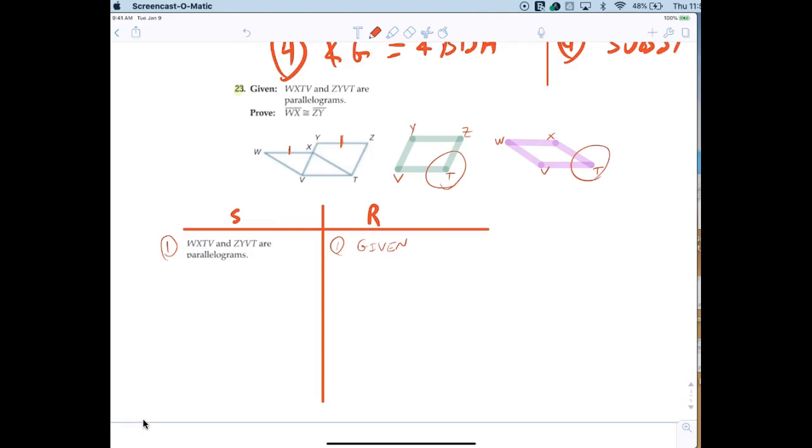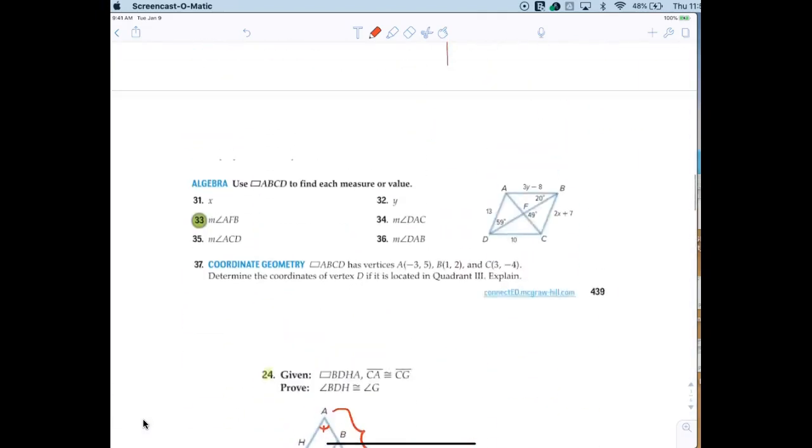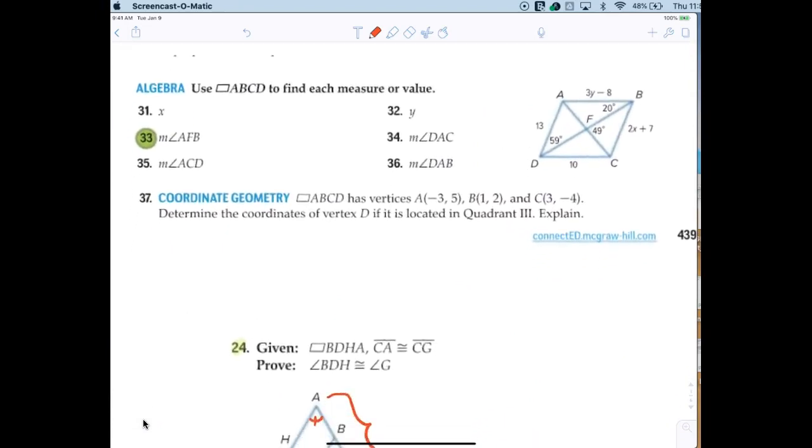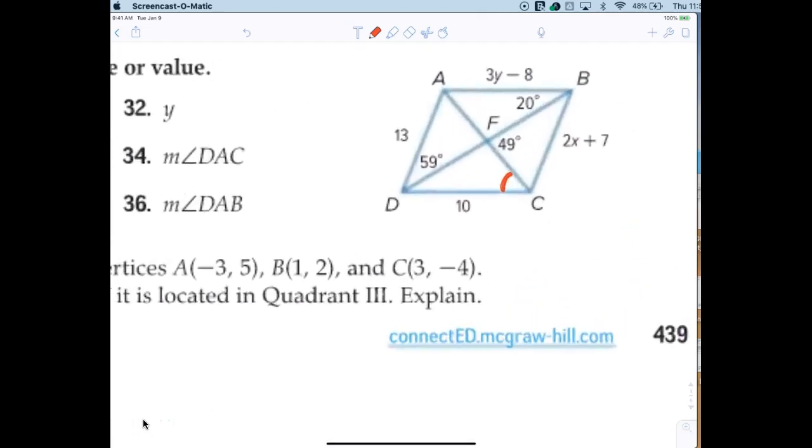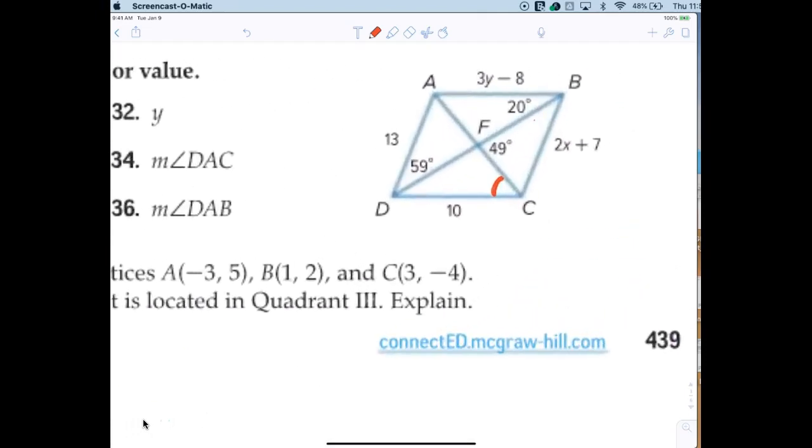Yes, let's do 35. Let's find 35 and see what that is. So here we have it. We're trying to figure out what angle ACD is. So I need to figure out what ACD is right here. Now, can you tell me that you know this is 59 degrees right there? Does that make sense?